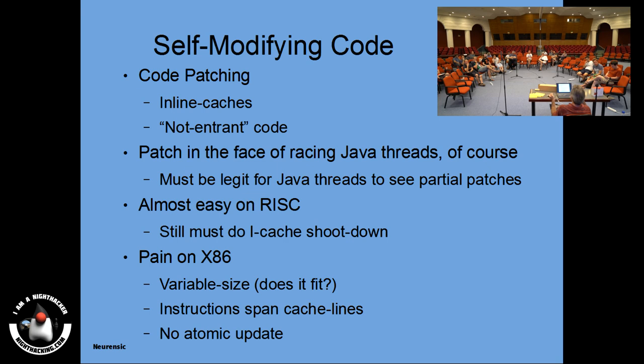The two main ones are, first, inline caches, and second, not-entrant code. An inline cache is what HotSpot uses to make virtual calls cheap. It's a one-entry cache, a standard key-value pair cache. The key is the class of the object you're going to call, and the value is the method you're going to call. You encode the key as a constant in the code that says, am I the right class? And the value is encoded in a call instruction that says, call this method. It's the hot code for this method.